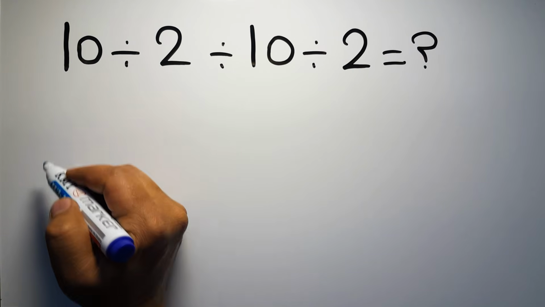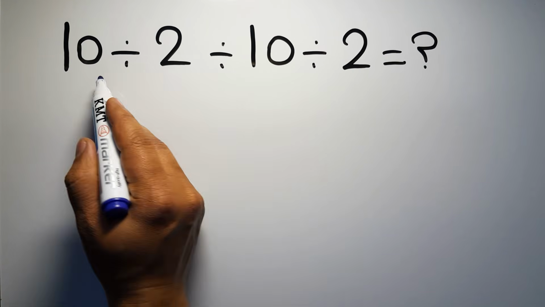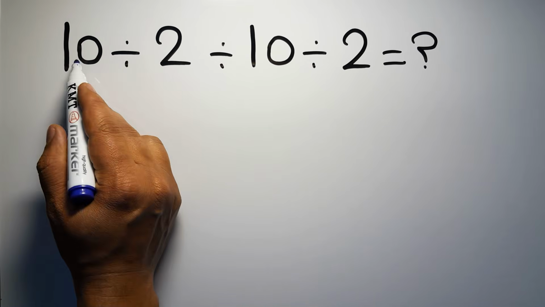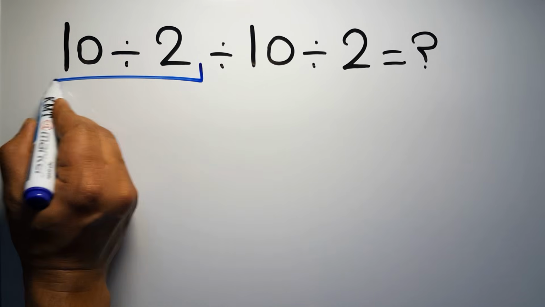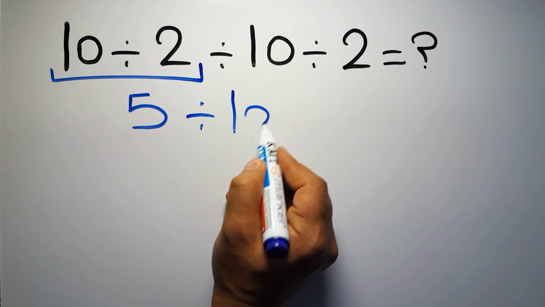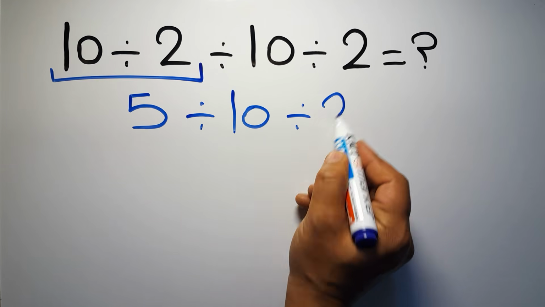First, we have to do this division because when we have more than one division in an expression, we have to work from left to right. So first, 10 divided by 2, which gives us 5. So 5 divided by 10 and divided by 2.